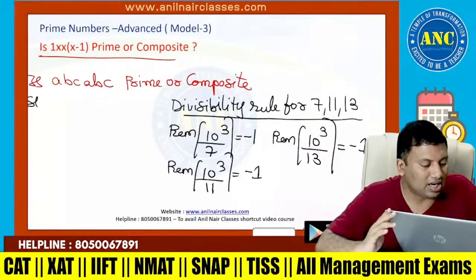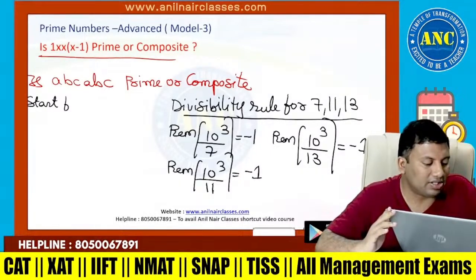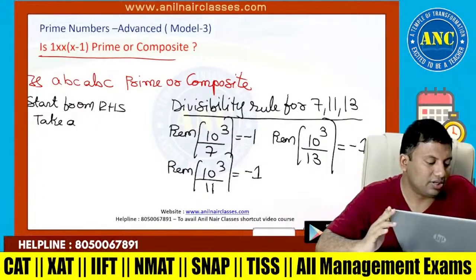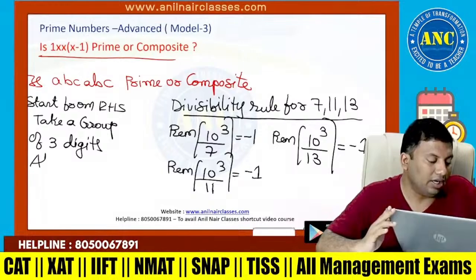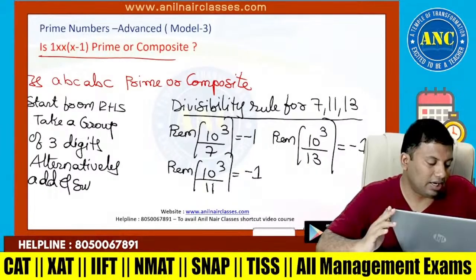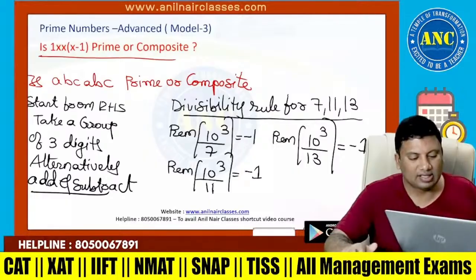So what is the concept? Start from right hand side. Take a group of 3 digits. Alternately add and subtract. If I alternately add and subtract, I will get the divisibility rule for 7, 11, 13.